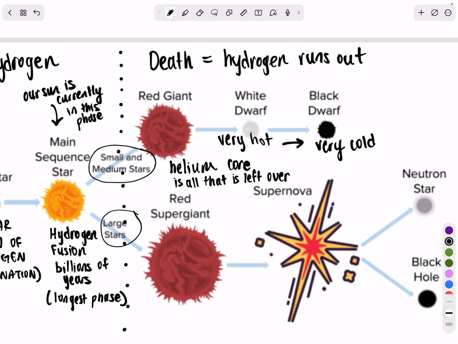Since we are considered a small medium star, we follow this life cycle of the small medium stars. However, there are a lot of larger stars than ours, which is when we did that HR diagram practice and we made that graph, we saw a bunch of big stars, way bigger than our star. And then these stars followed the large star phase. So going back to here, pretending that our star follows the red giant to white dwarf to black dwarf.